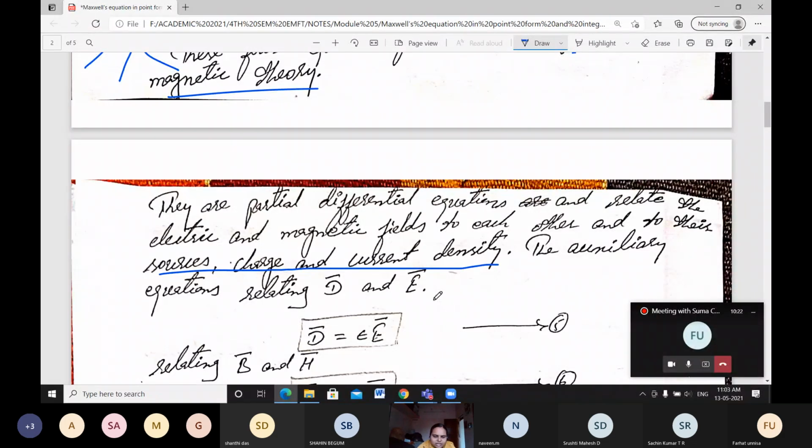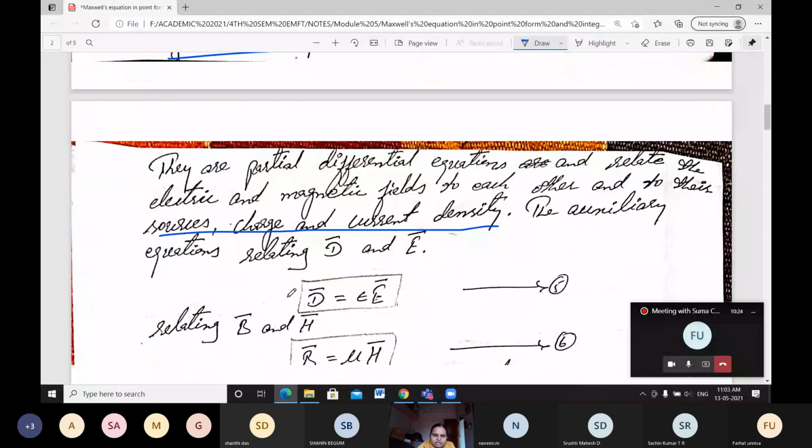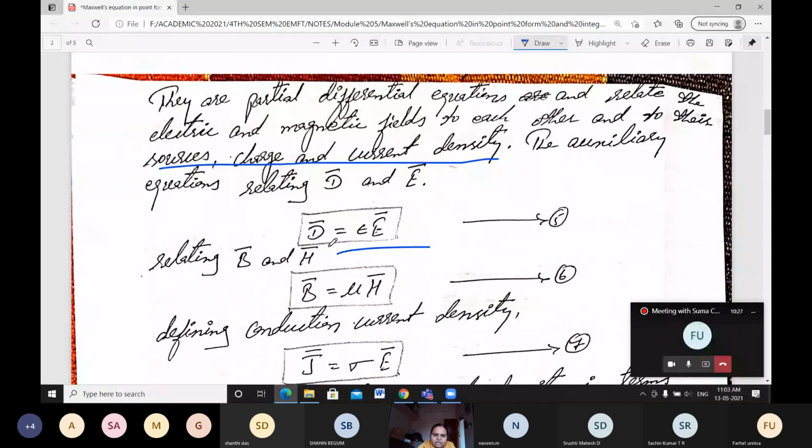Then the auxiliary equations relating D and E, which we already came to know: D equals epsilon times E. Then relating B and H, this magnetic flux density in terms of the magnetic field: B equals mu times H.